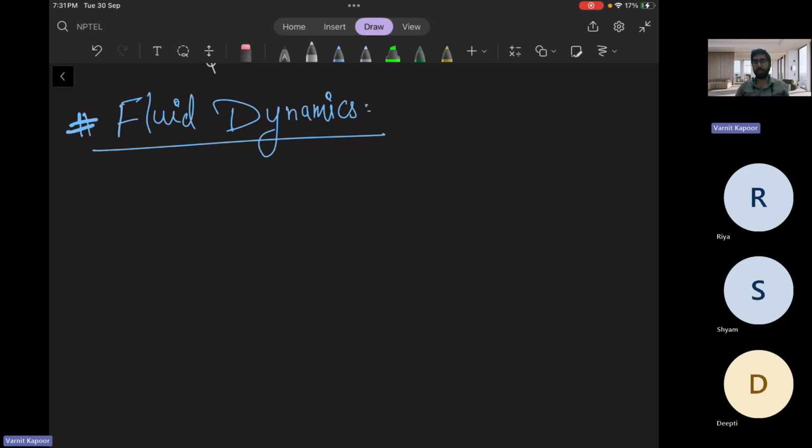Earlier in kinematics, we were only dealing with the study of the motion of the fluid, like what is the acceleration, what is the velocity, what are the positions. But here we are dealing with the study of motion of fluid with reference to the forces and whatever movement is applied.